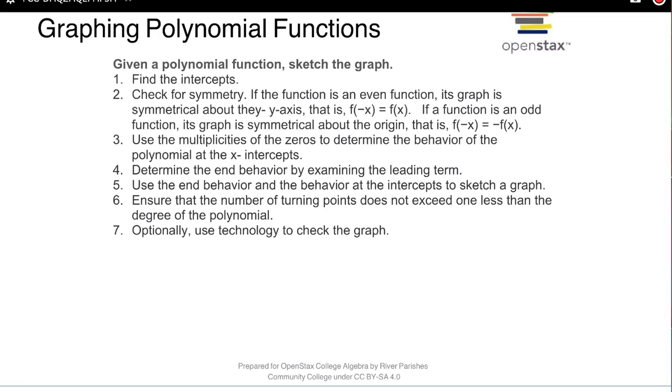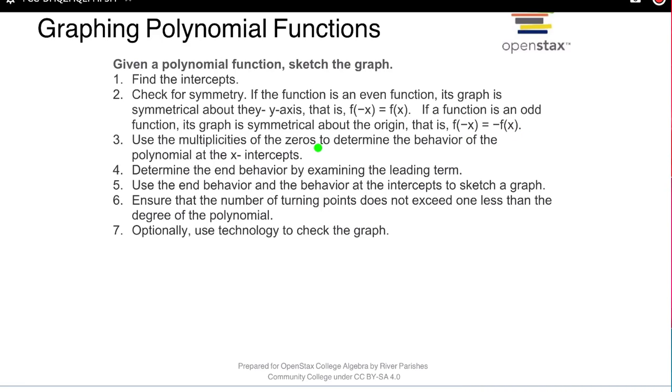Check for symmetry. If the function is an even function, its graph is symmetric about the y-axis. So remember, you put in negative x and see if you get f of x. If a function is an odd function, its graph is symmetrical about the origin. So if you put in negative x, you get the same as negative f of x.